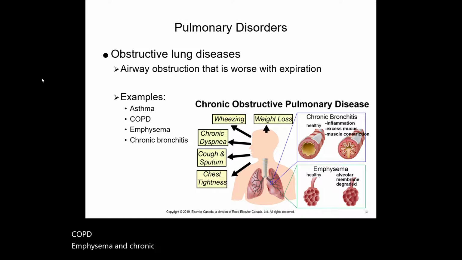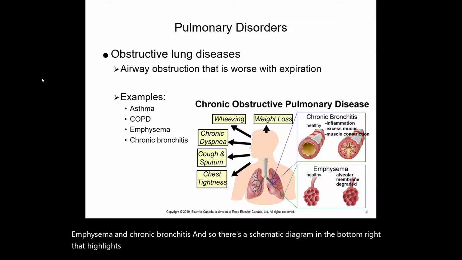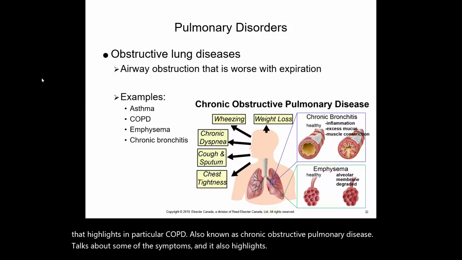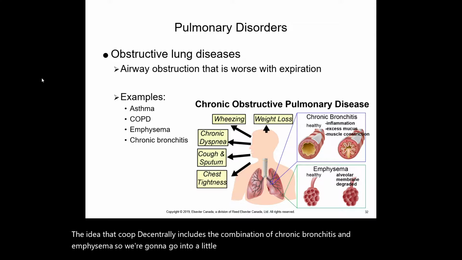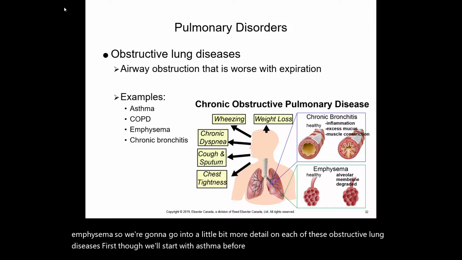And so there's a schematic diagram in the bottom right that highlights in particular COPD, also known as chronic obstructive pulmonary disease. It talks about some of the symptoms, and it also highlights the idea that COPD essentially includes the combination of chronic bronchitis and emphysema. So we're going to go into a little bit more detail on each of these obstructive lung diseases. First, though, we'll start with asthma before working our way back to COPD.